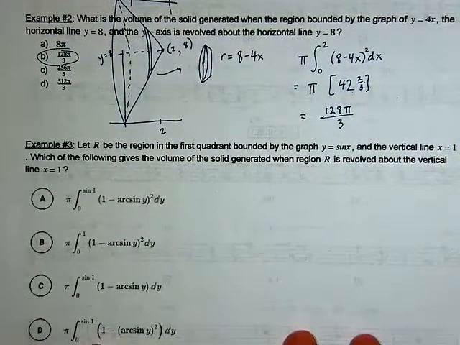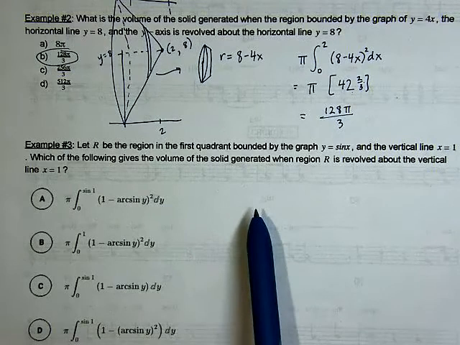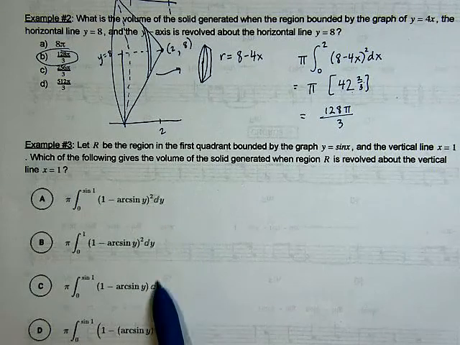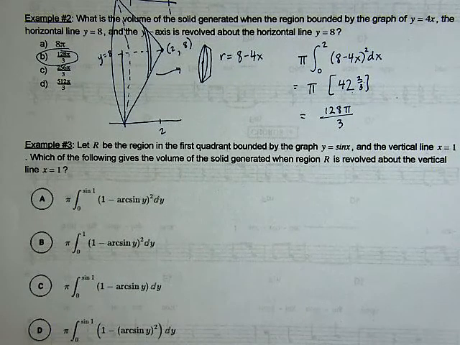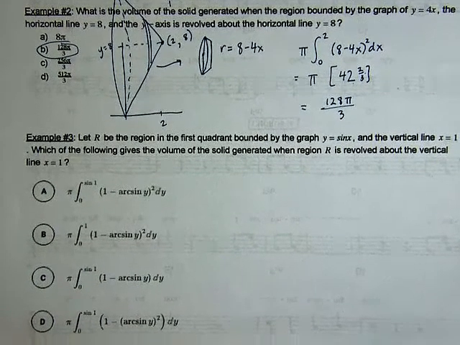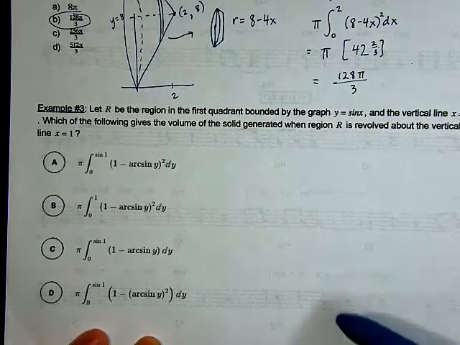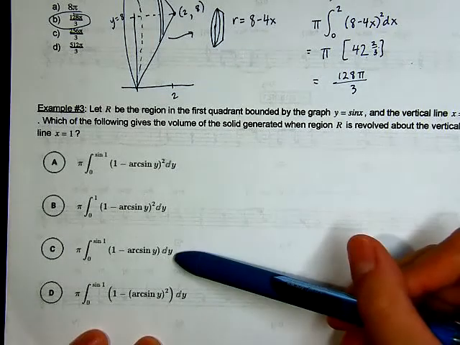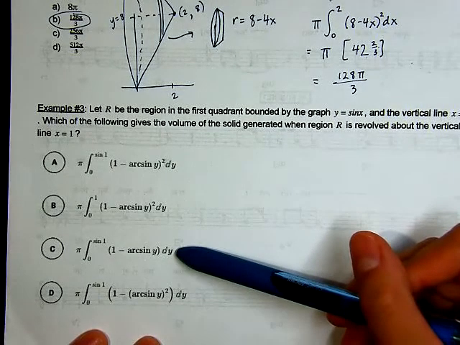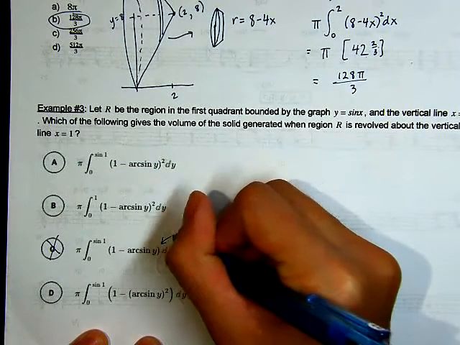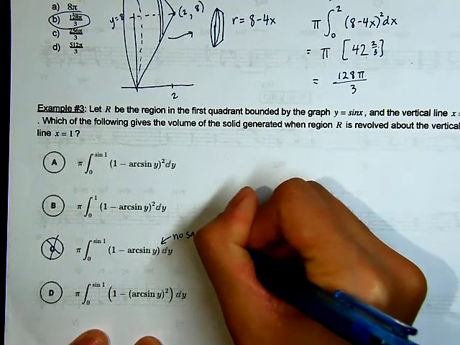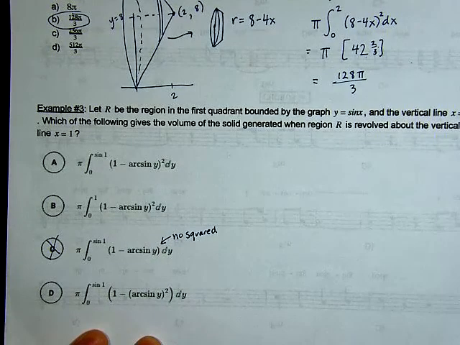This next example asks which of the following would give a volume of a solid. So I hope that you see already we can eliminate C. C does not match the formula. It doesn't have a squared. The rest of them have a squared.